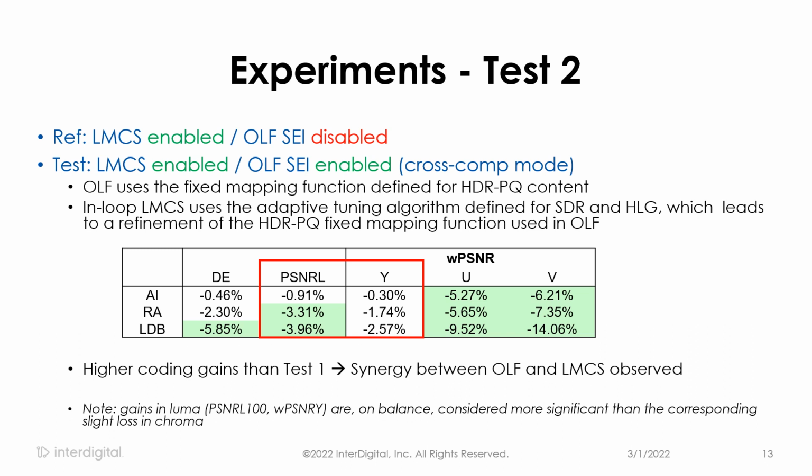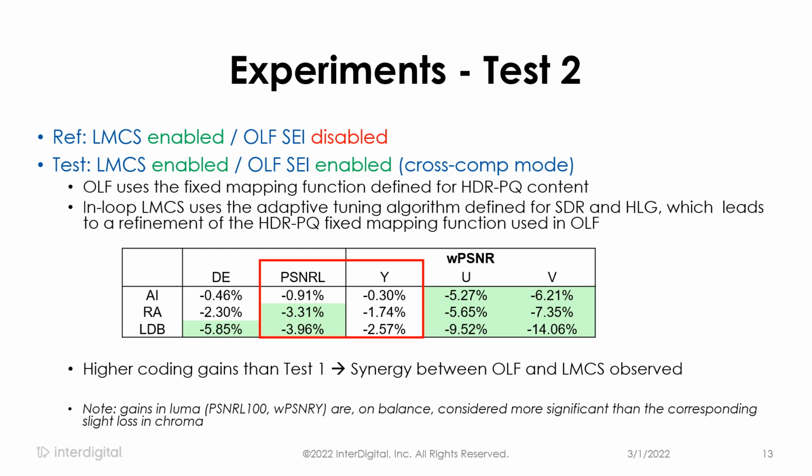Then we have performed a second test where we wanted to test the synergy between in-loop LMCS and out-of-loop mapping. So here again, the reference corresponds to LMCS enabled and out-of-loop mapping disabled. And the test here enables both tools. LMCS is enabled, out-of-loop mapping is enabled. And in this configuration, the in-loop LMCS uses the adaptive tuning algorithm defined for SDR and HLG, which means that LMCS performs a refinement of the HDR-PQ fixed mapping function used in the out-of-loop mapping.